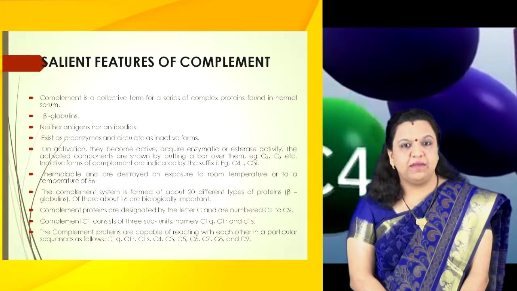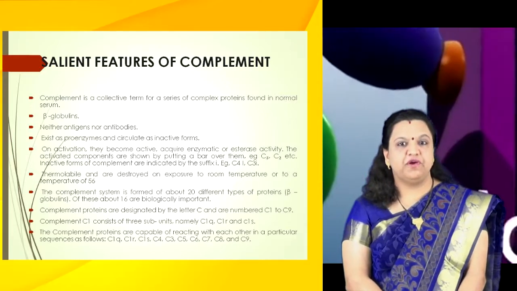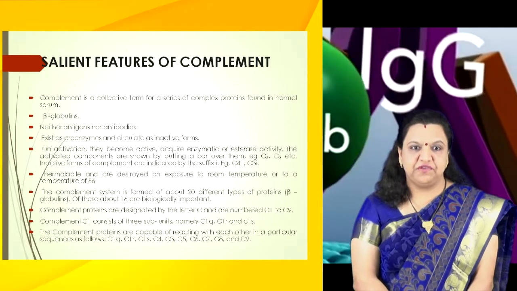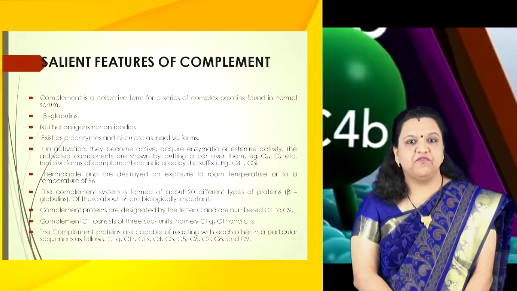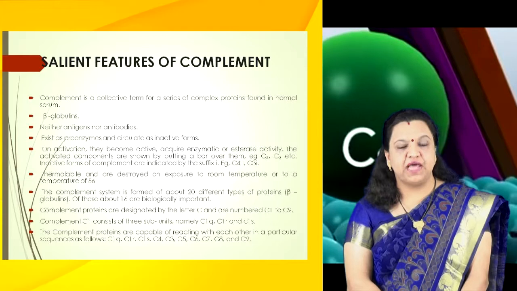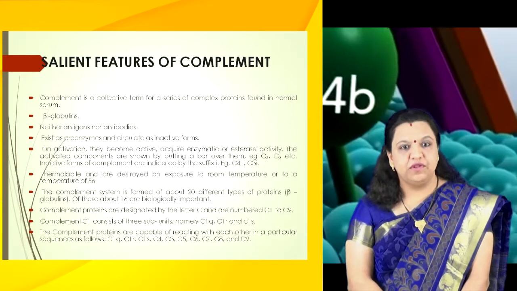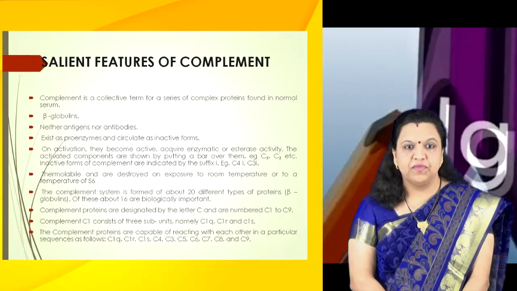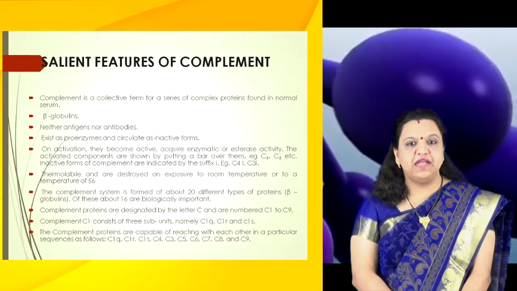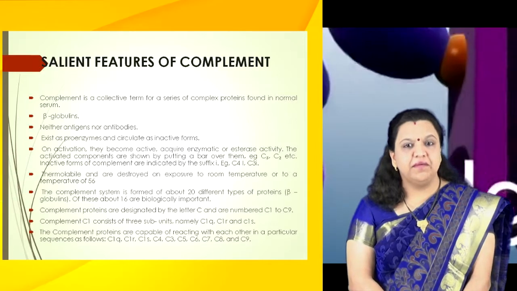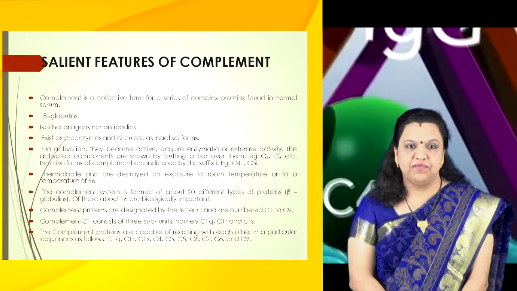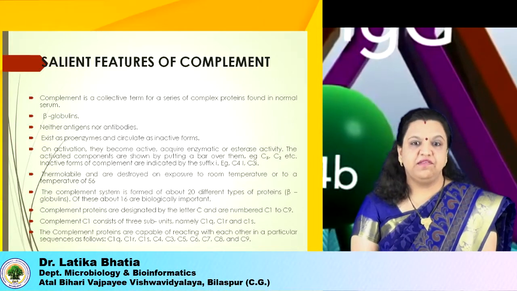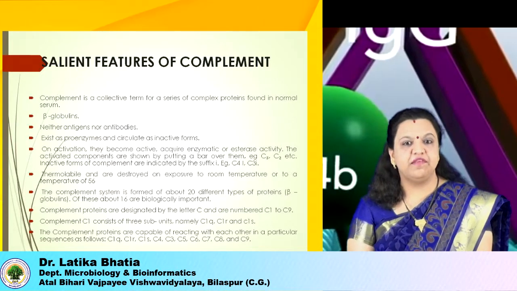They are thermolabile and are destroyed on exposure to room temperature or to a temperature of 56 degrees Celsius. The complement system is formed of about 20 different types of proteins called beta globulins. Of these, about 16 are biologically important. Complement proteins are designated by the letter C and are numbered from C1 to C9. Complement C1 consists of 3 subunits, namely C1q, C1r and C1s.